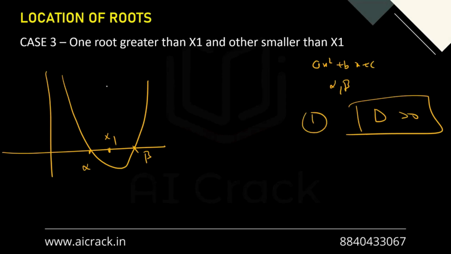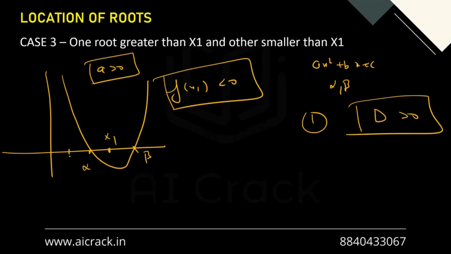Now, if you look at it closely, in this case where a is positive, we can simply say that f of x1 should be negative, right? f of x1 should be negative because if x1 was here or here, f of x1 would have been positive, right? In this case, the value would have been here. In this case, the value would have been here. Both are positive, right? But in this case, since x1 is inside both the roots, we can simply say that f of x1 should be less than 0. That is our second condition. f of x1 should be less than 0.